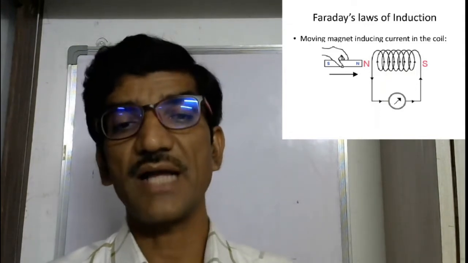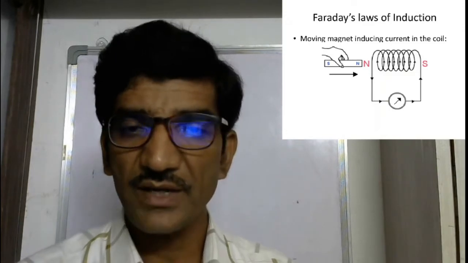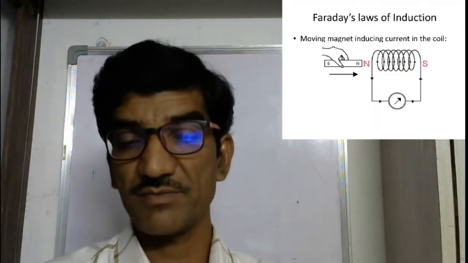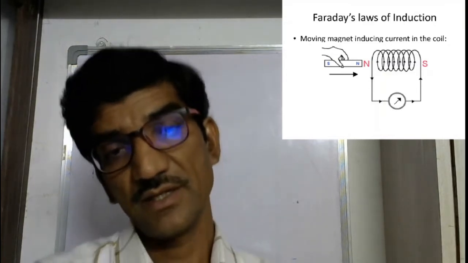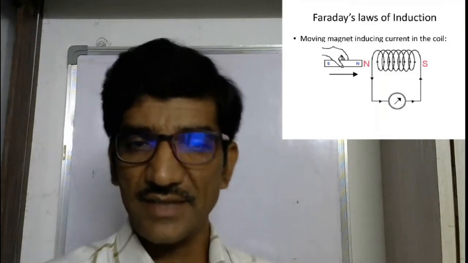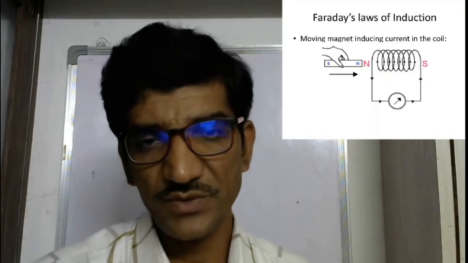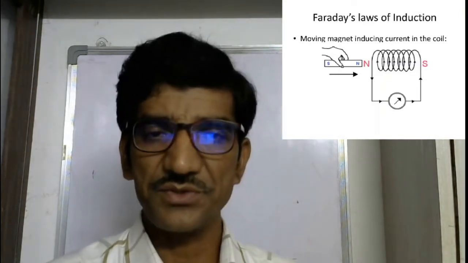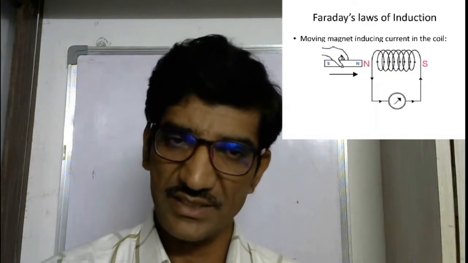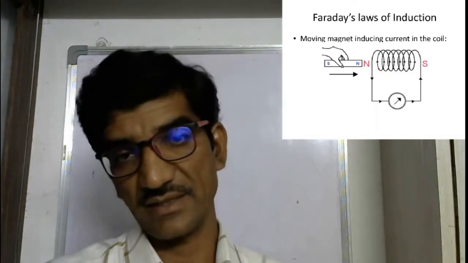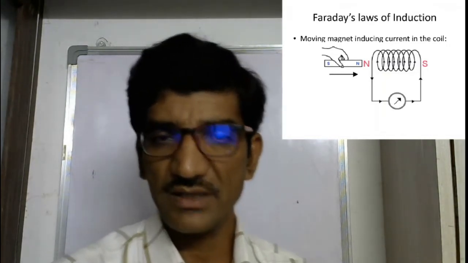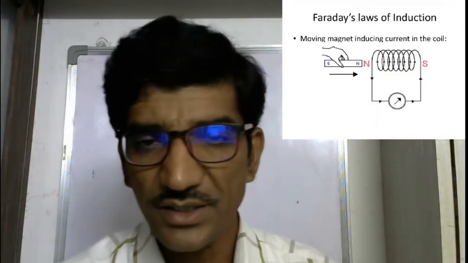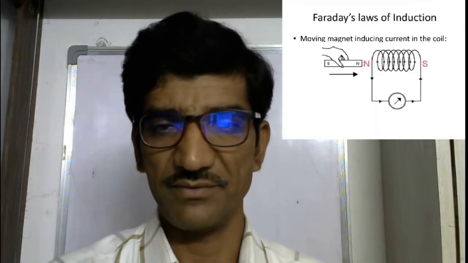That's why we are having the deflection of the ammeter. Why? Because ammeter responds to current only. There must be a current. That current is induced. Some current is generated here due to the motion of that magnet. We call that current an induced current or induced EMF.